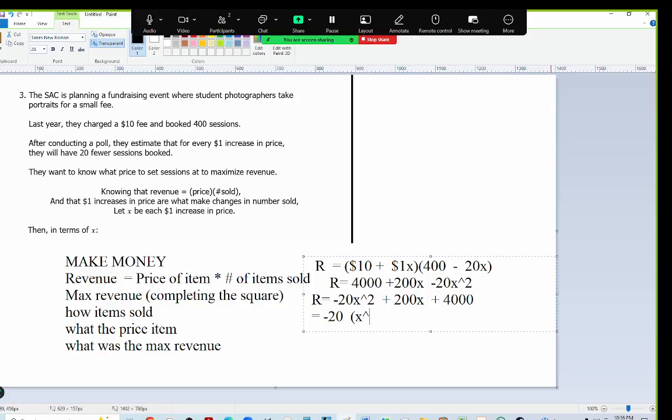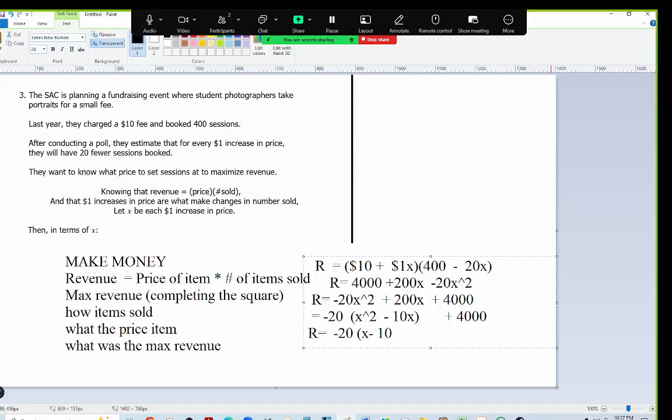We get x squared minus 10x. You have to divide it all by minus 20. We're going to leave the 4,000 aside. So we get minus 10x, and we're going to leave the 4,000 out here. Then you divide the 10 by 2, so we know it's minus 5. Revenue is always equal to minus 20 times x minus 5 squared.